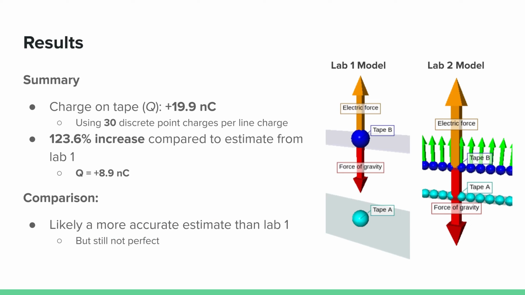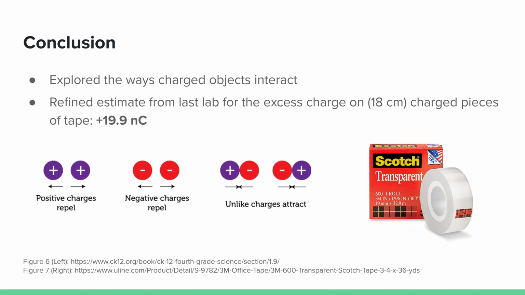Compared to the estimate in Lab 1, the estimate obtained from this lab using the updated model is likely closer to the actual value, as the model is more accurate since charge isn't distributed in a single point in reality. With that in mind, this model isn't perfect either, as we also know that charges in insulators aren't uniformly distributed. And, of course, pieces of tape aren't lines with infinitesimally small thicknesses. In conclusion, in this lab, we further explored the ways in which charged objects interact, and we used a new computational model to further refine the results obtained in the previous lab to ultimately estimate the excess charge on short pieces of clear tape to be around positive 19.9 nanocoulombs.